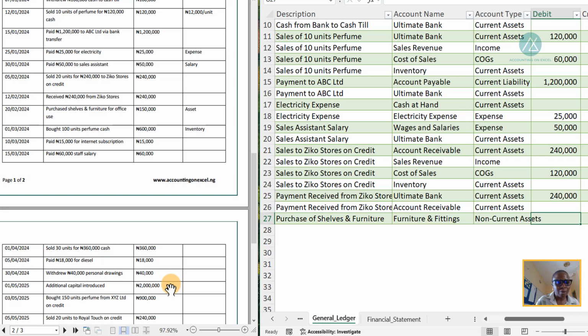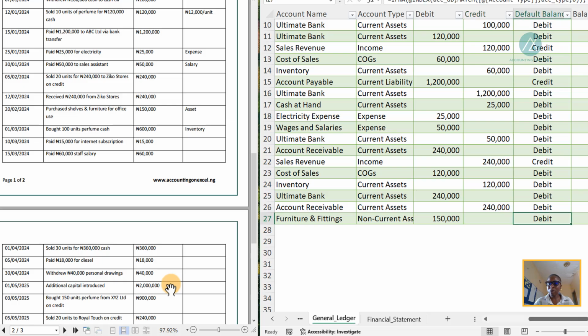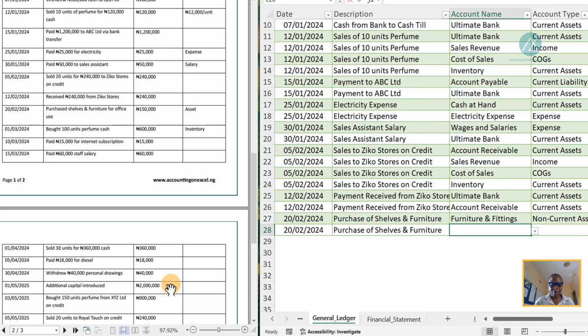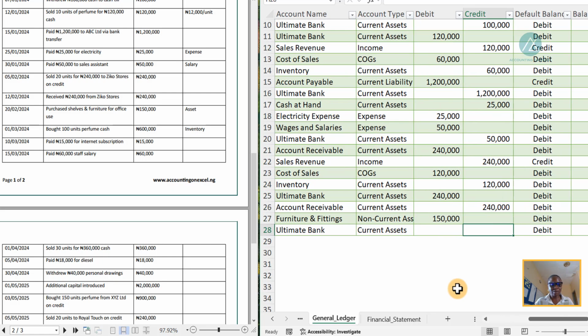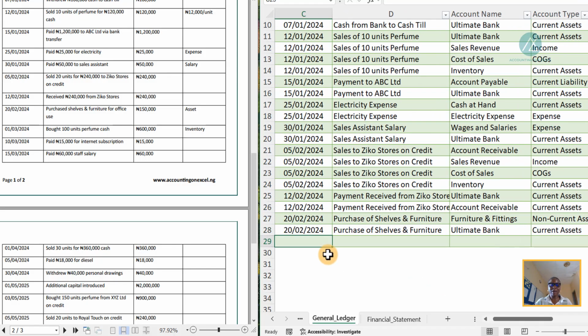We purchased it for how much? 150,000. So then the next account is our bank account, ultimate. Select ultimate for the account name that will be impacted. Because money is leaving, it goes to the credit side, reducing our account balance, right? So that is it for this transaction. Let's stop here for 2024. You can give this a trial when you get the template and see how it works, right?